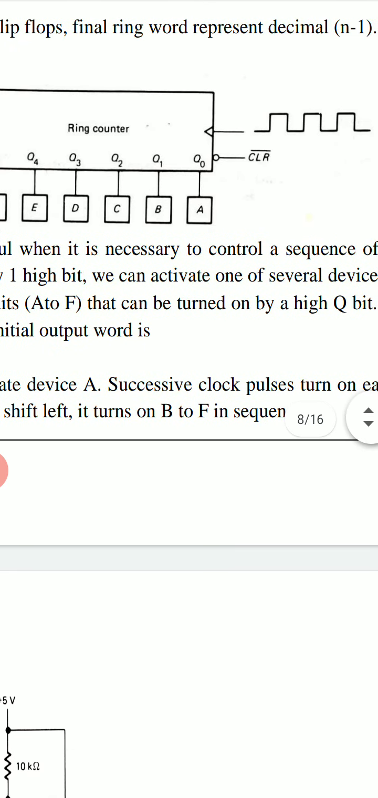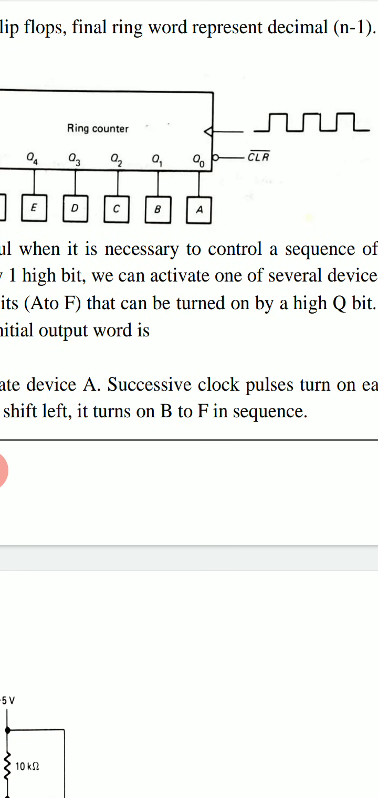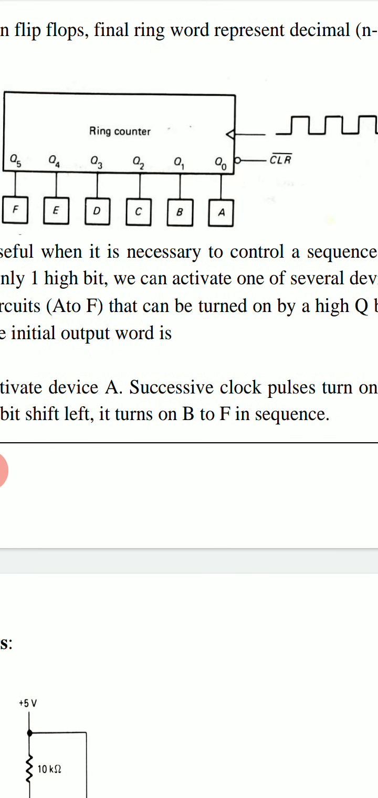Here we have clock pulse and CLR bar. CLR bar is low active due to this bubble sign. So initially when CLR bar is 0, this does the function of clear. Q5, Q4, Q3, Q2, Q1, Q0 all are 0. And when this CLR bar goes from 0 to 1, then at the next positive clock edge we get Q0 as 1, other Qs are 0. It will activate A, and at the next positive clock edge it will activate B because then Q1 is 1, and so on.